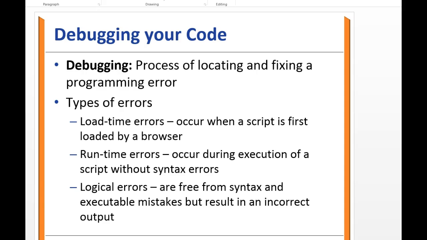Of course, we might have some programming errors, so it's always good to be able to debug our code. Debugging is the process of locating and fixing the programming errors. To debug, we must first understand the type of error that is presented in the code. Basically, there are three types of error: load time error, runtime error, and logical error.